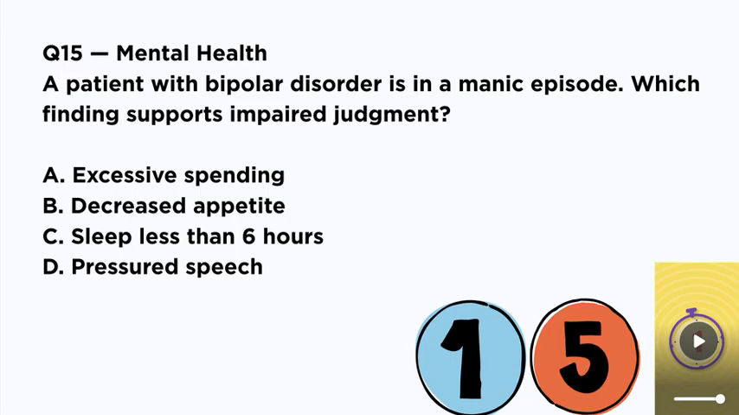Okay, so letter A is the correct answer. Risky, unrestrained behaviors like excessive spending show impaired judgment. Okay, so that's 15 questions. How many did we get right?